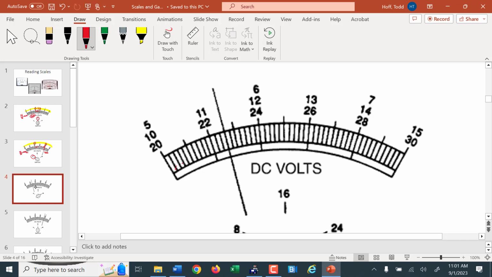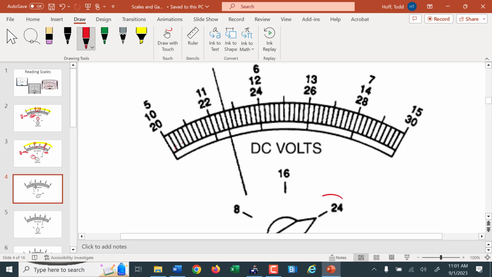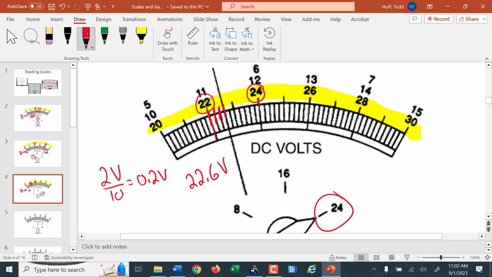You have to make sure you take the time to figure out what the spacing is. And then this one, it's on the 24, which means we're reading the bottom set, the big numbers. So here, this is 22, this is 24. That's a difference of 2 volts. There's 5, 10 spaces. So each space is 0.2 volts. So this is 22, 22.2, 22.4, 22.6.